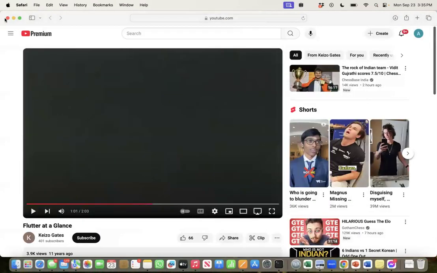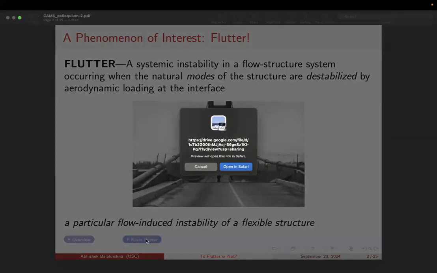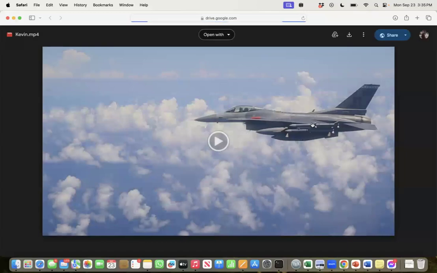So dancing is a form of flutter. Yeah, you can say that. As you can see, those are a few examples of flutter. And this is another case where flutter could be quite dangerous. I just wanted to focus on this missile.